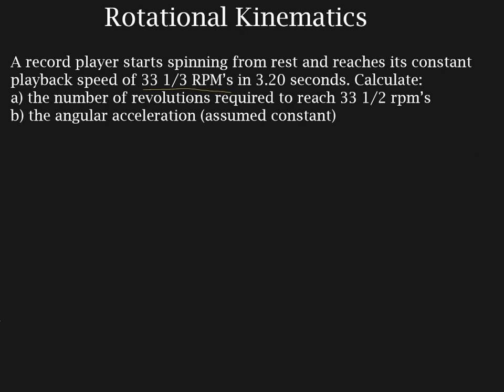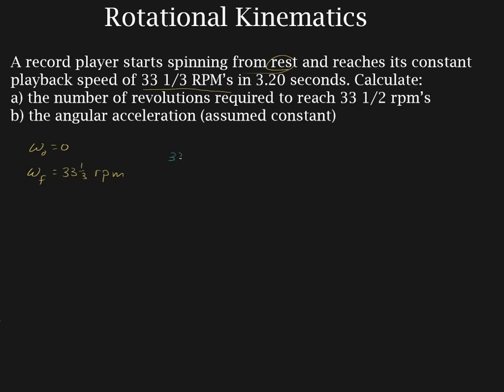Okay, welcome back. So the first thing we're going to do is make a conversion of 33 and 1/3 RPMs to radians per second. Now, when reading the problem, this 33 and 1/3 RPMs is going to be omega final, and omega initial is going to be 0. So omega initial is 0, but omega final is 33 and 1/3 revolutions per minute. So let's do that conversion.